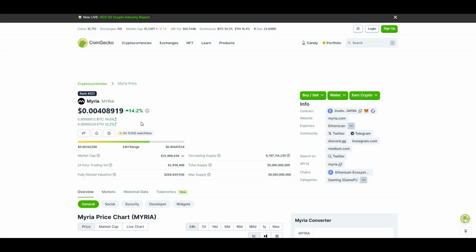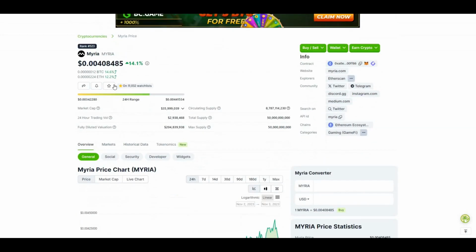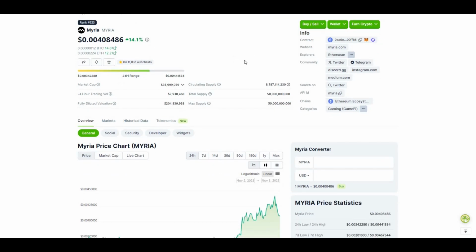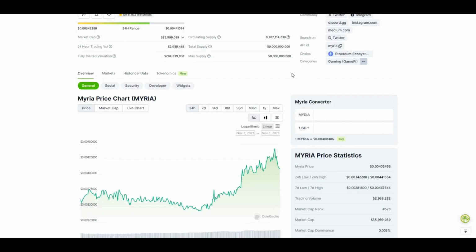0.004, so a real low price at the moment. Circulating supply for this project is close to 9 billion. Overall total supply is 50 billion. So we can see the fully diluted valuation is 204 million. Market cap currently stands at 35 million. So there's still a fair few tokens to be released to the ecosystem. But overall, this project has been on an absolute tear up, and it's one that you can't really miss.